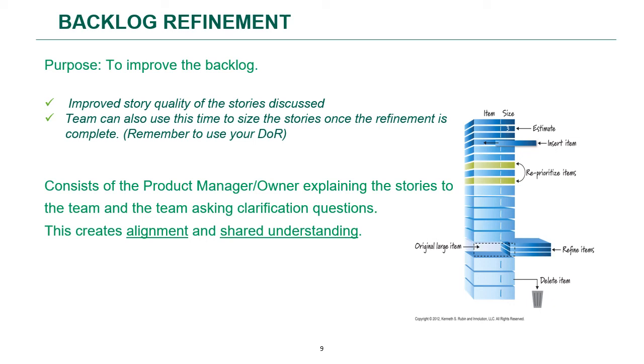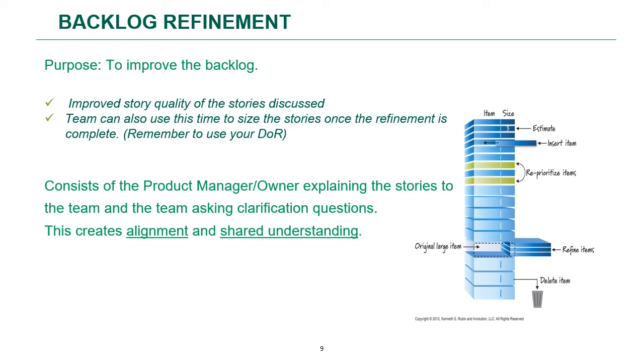Backlog refinement or grooming is a session wherein the product owner explains the stories to the team, and the team will come up with questions or clarifications and develop a common understanding. The story points are estimated using estimation tools like Planning Poker or Scrum Poker, and Fibonacci numbers are assigned to the user stories. So you have improved story quality, and the team can also use this time to size the stories once the refinement is complete. The story should pass the definition of ready prior to being a candidate for sprint planning.